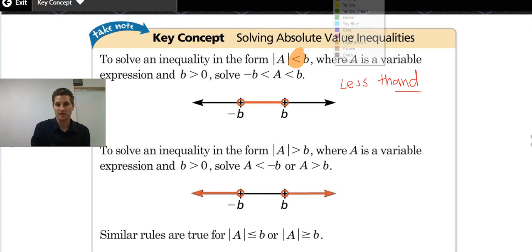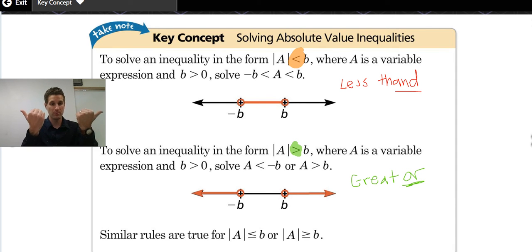Versus when you see a greater symbol, like this is a greater symbol, then we're going to actually see an or problem. I like to spell it out as great or, because we're going to see an or problem. So the absolute value gives us an and, a compound inequality, and it gives us an or problem. Less than, greater. Alright, let's get to some examples.